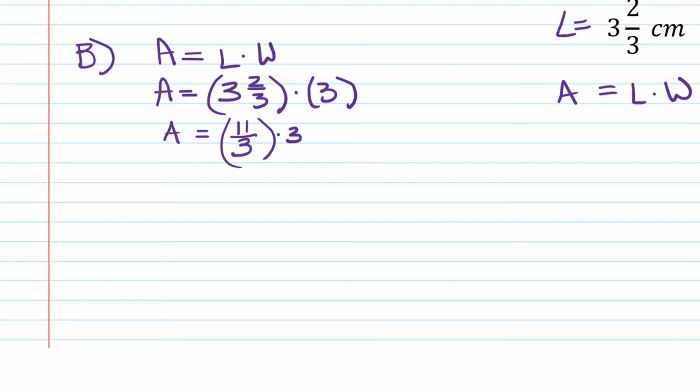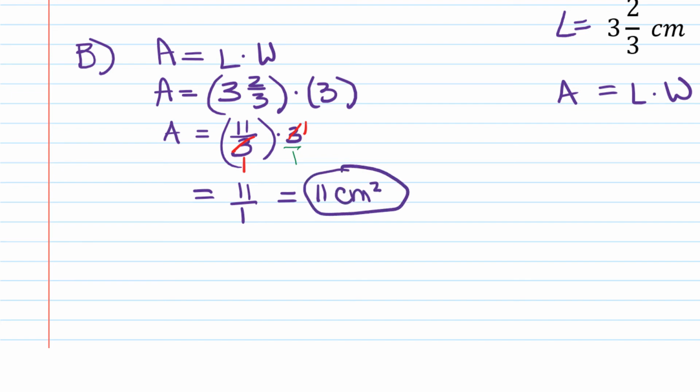Thinking of this as a 3 over a 1, we multiply straight across, but I notice I can actually reduce before I multiply. So 3 goes into 3 one time. So multiplying straight across, we just get 11 over 1, which is 11. The units, by the way, on area are always square units, so this is going to be 11 square centimeters.